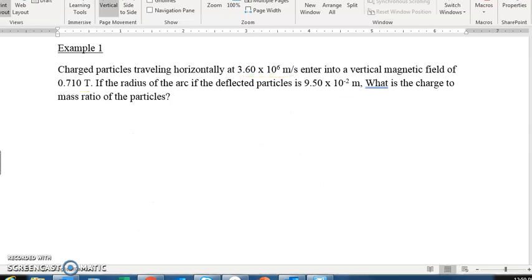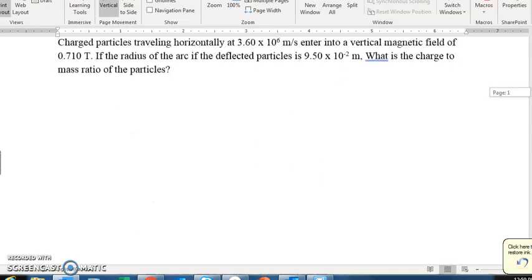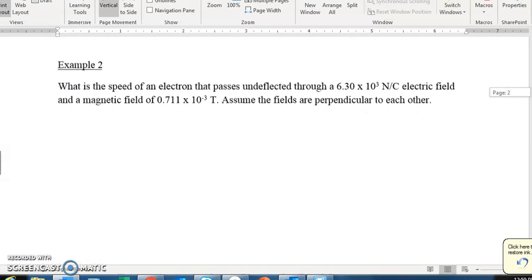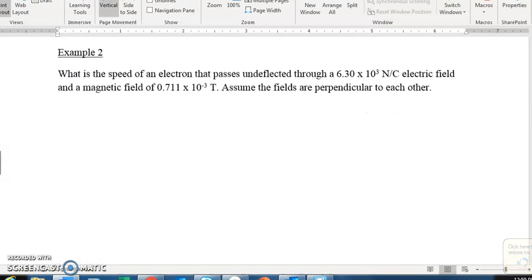All right, let's take a look at a second example here. This time we want to know what the speed of the electron is. It is traveling undeflected through a beam caused by a magnetic force and an electric force. These forces must be equal and opposite for this electron beam to travel through undeflected.